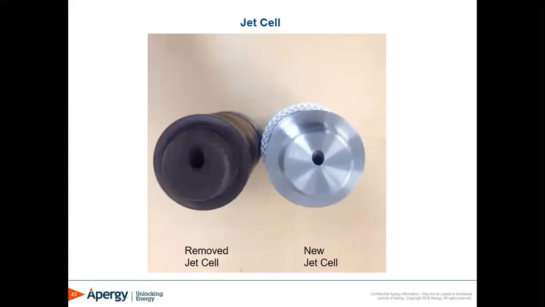So this was the problem with this particular case study: the jet cell. You can see the jet cell that was removed has some erosion there around the port that causes the cell not to release a good flame front, which in return causes the poor combustion. So you can see the difference between the one that was removed and the new one there in the photographs of the orifice opening on the old jet cell and the replacement.